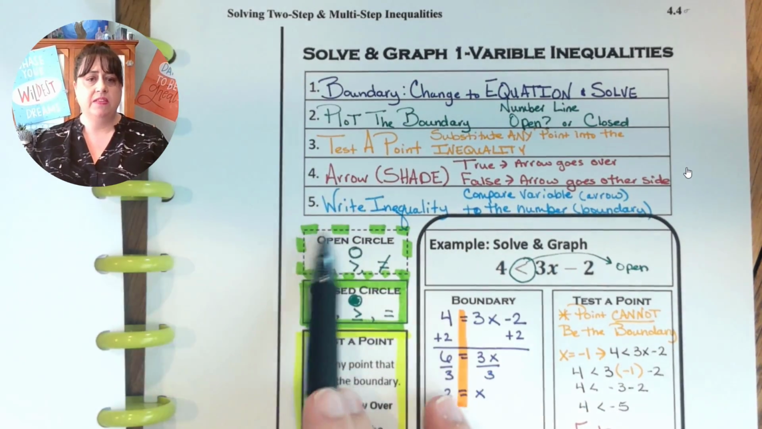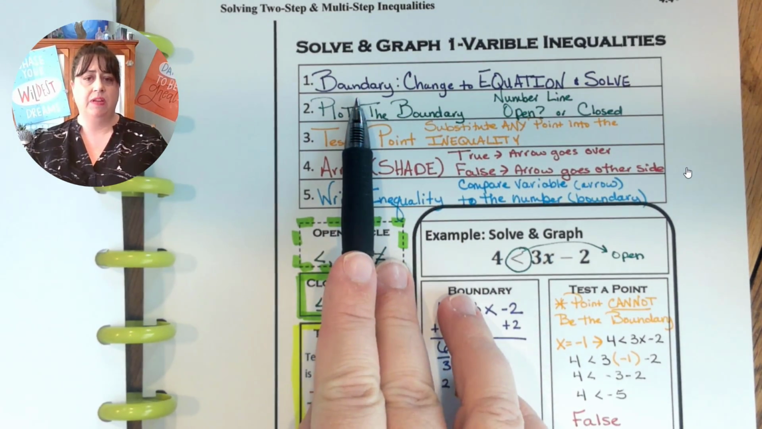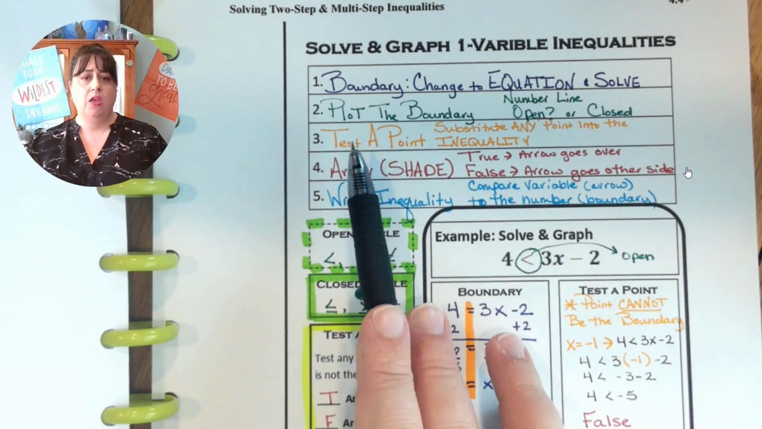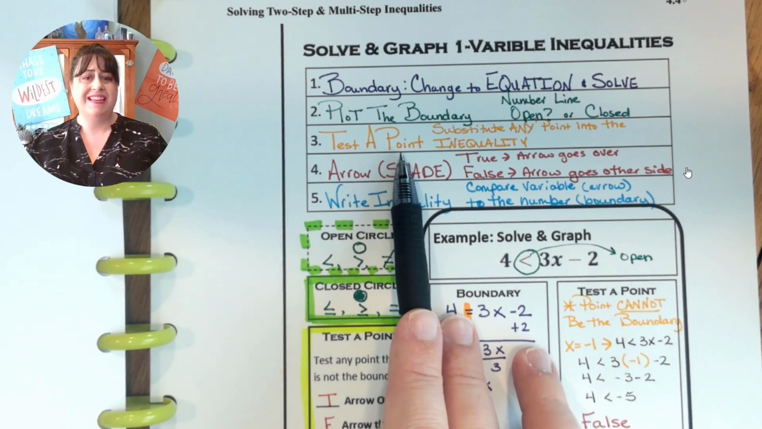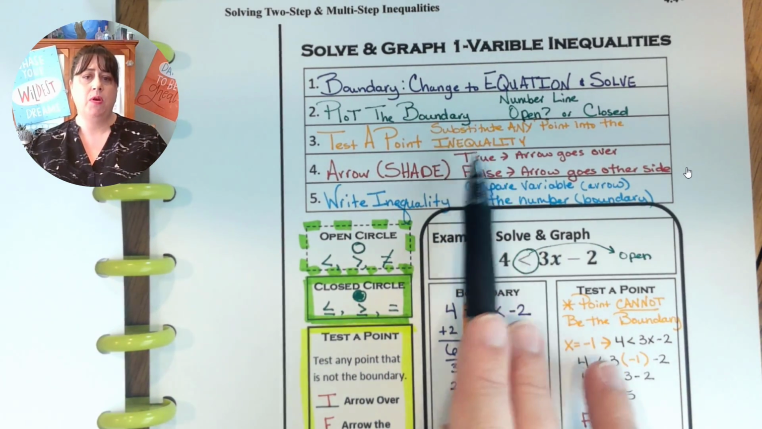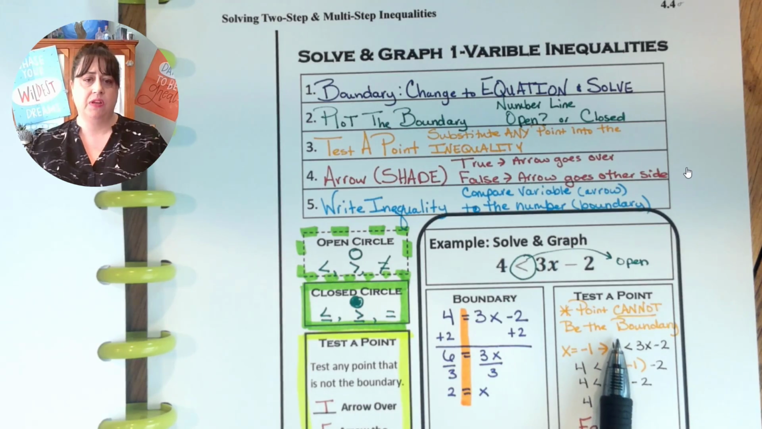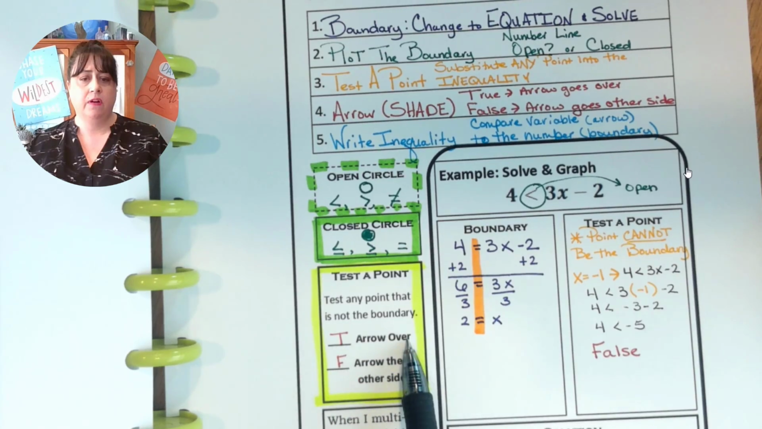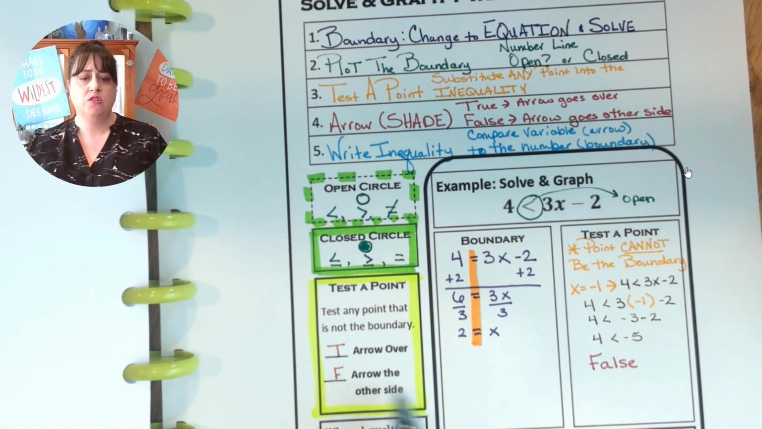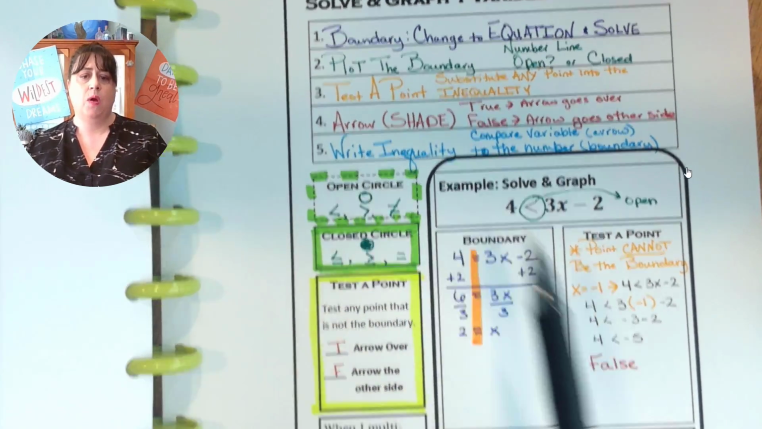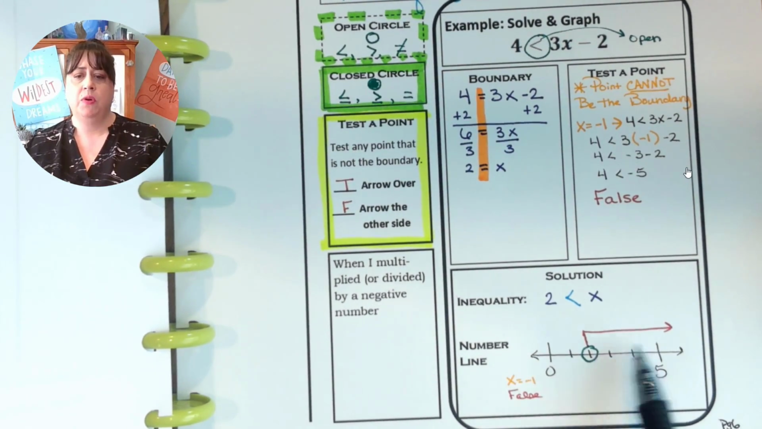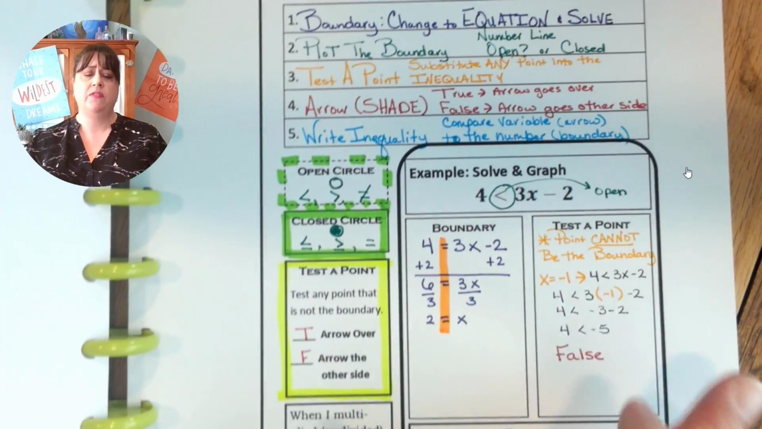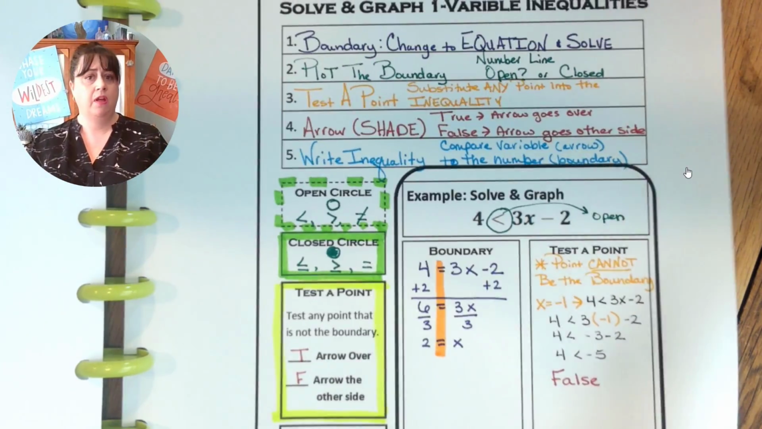The five things that we're going to do is we're going to make a boundary, change the inequality to an equation and solve. We're going to plot the boundary, and we're going to test a point by substituting a point into the inequality that is not the boundary. We're going to figure out if that's true or false. A true one will shade over the point, a false answer will shade the other side, and then we'll write the inequality by looking at our number line and determining the correct inequality. If you have this, you'll definitely want to use it to help you understand what we're doing.